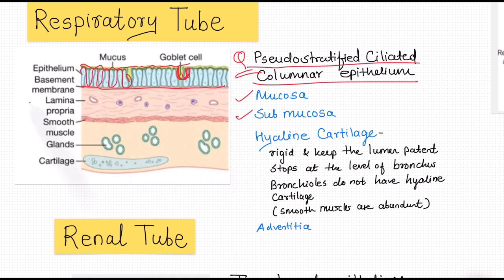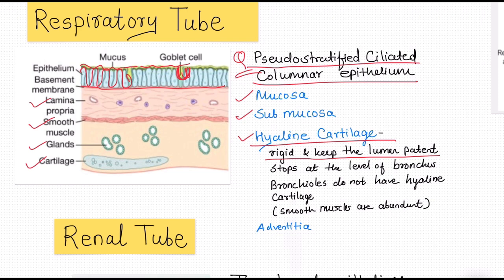Then lamina propria, which consists of connective tissue and smooth muscle, glands and cartilage. It also contains cartilage. So if you have a slide which shows cartilage, then it must be the respiratory tube, along with these goblet cells and epithelium. Hyaline cartilage is rigid and keeps the lumen patent. So what is the importance of cartilage in the respiratory tube? It makes it rigid, whereas in the esophagus it is not rigid, it needs to be flexible.